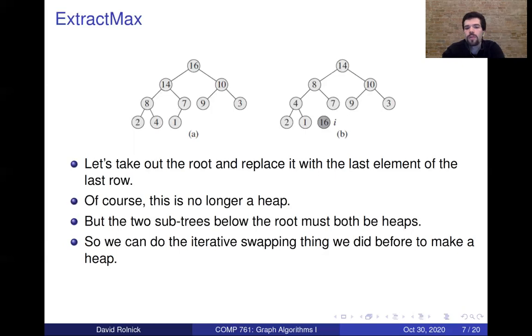So the number of swaps that we're going to have to do here is going to be the depth of the whole tree, which is just order of log n. So that is going to be the time that we need for this. Any questions? We just swapped the root and the last element of the heap, and then we've bubbled it down so that it actually is a heap again.